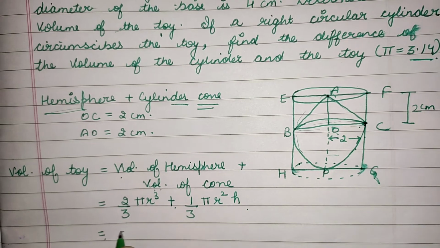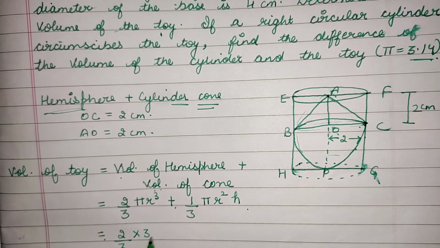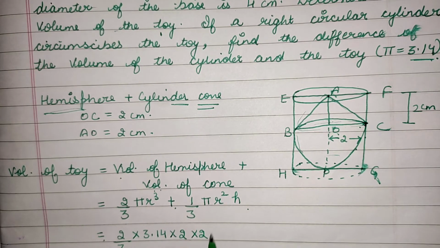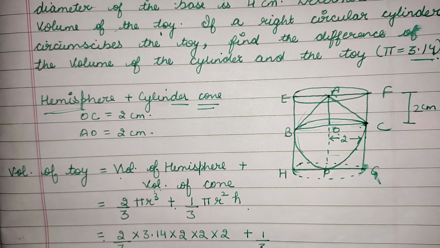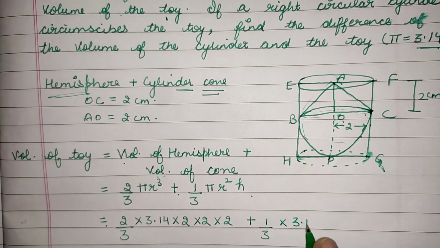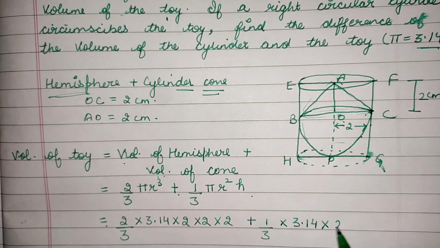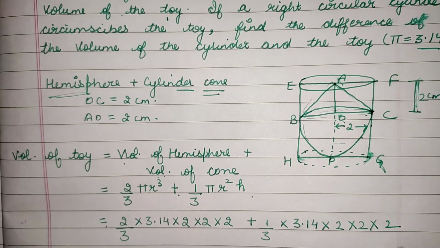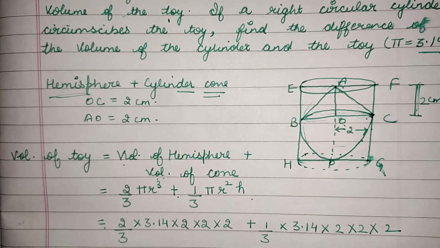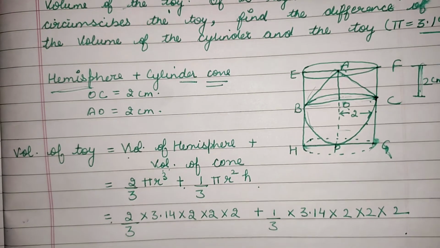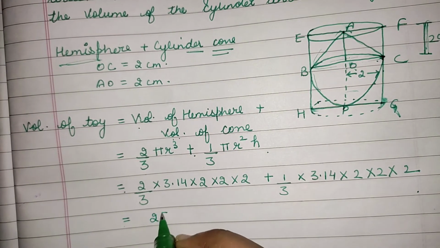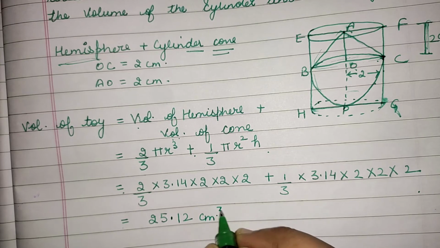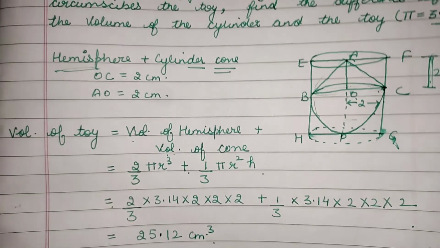Pi, you have to take as 3.14, into radius, which is 2 into 2 into 2, plus 1 by 3 into pi, which is 3.14, into radius 2 into 2, into the height of the cone, which is also equal to 2. So after solving all of this, you will get your answer as 25.12 centimeter cube. Okay, moving to the next part.